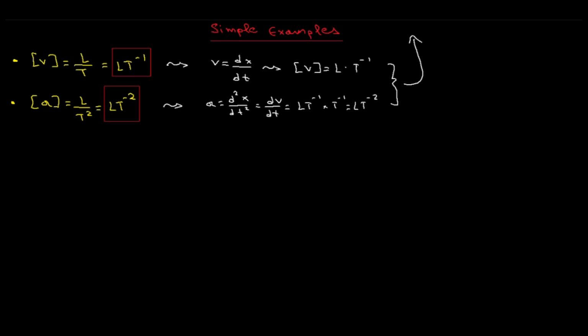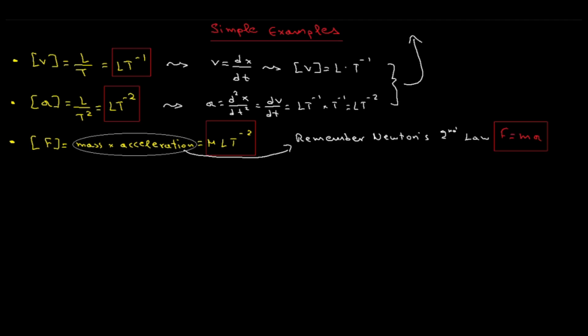Next, let's look at force. Since it is mass times acceleration, the dimensions of force will be mass times length times time to the power of minus 2. Why is force equal to mass times acceleration? Well, remember Newton's second law. F equals m times a.